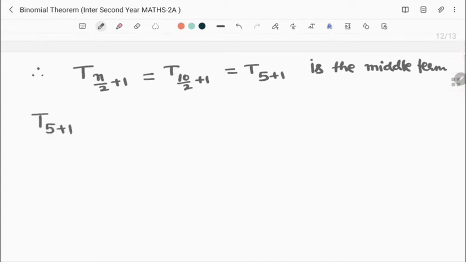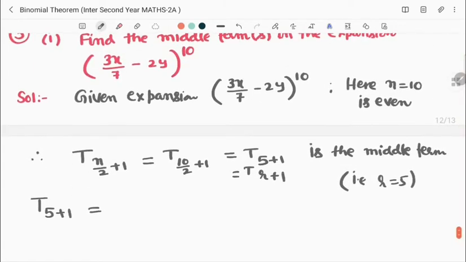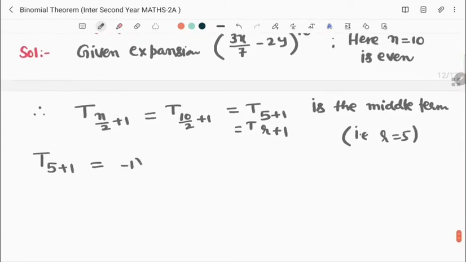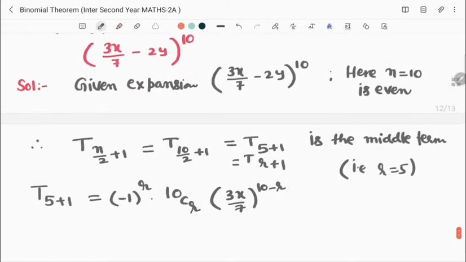T(5+1) looks like T(r+1), so r is equal to 5. T(5+1) equals, here the expansion is negative, so (-1) whole power r, then nCr, where n is 10, so 10Cr, (3x/7) whole power 10 minus r into (2y) whole power r.